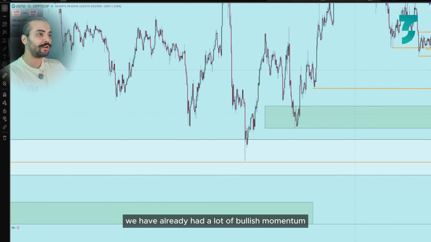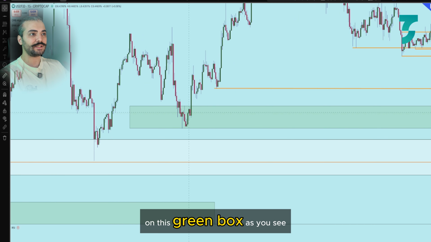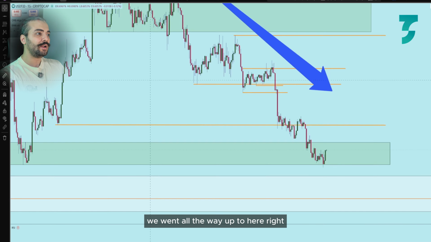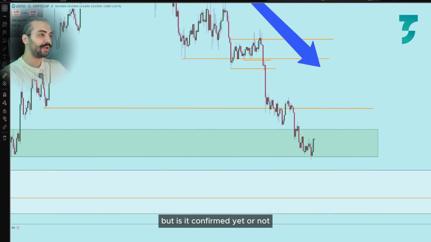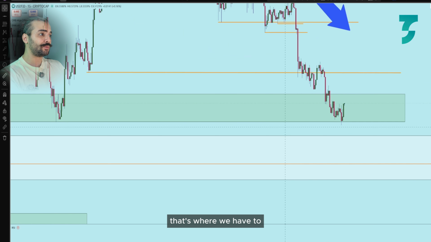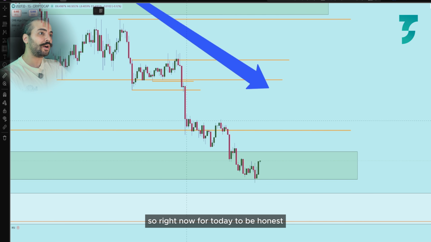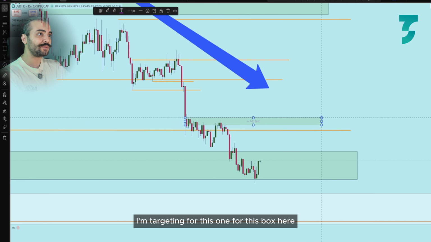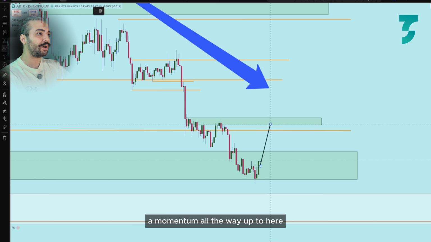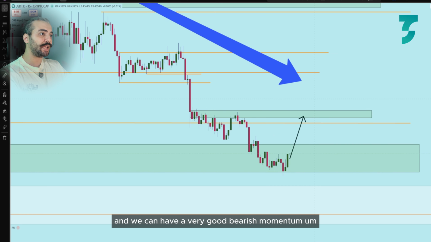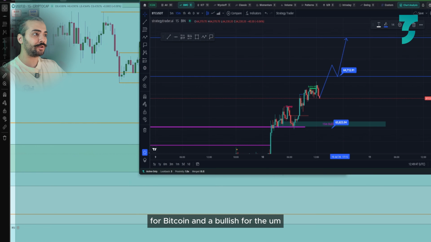We have already had a lot of bullish momentum on this green box. As you see, once we hit this green box, we went all the way up to here. Right now we're at the same box, but is it confirmed yet or not? That's where we have to wait and see if the price goes above. So for today, to be honest, I'm targeting this box here. What I'm seeing is that we can see a momentum all the way up to here. I'm right now in the 15-minute time frame. So this is what I see on the chart, and we can have a very good bearish momentum for Bitcoin and a bullish one for the dominance.